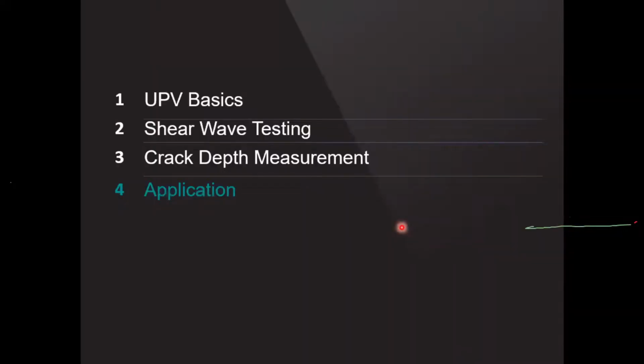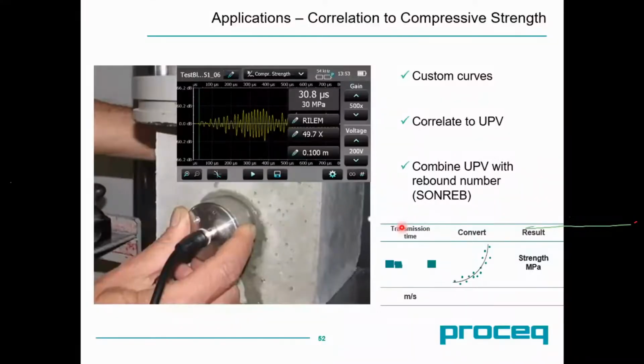Okay, so final part, application. I'm going to show you some details about application, or some pictures where the UPV is used. First of all, correlation to comparative strength. So sometimes you have seen that a lot of customers or clients use a rebound hammer for correlation of strength. UPV can be useful as well.